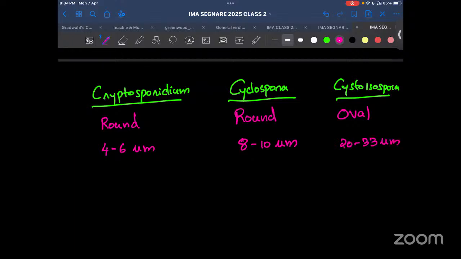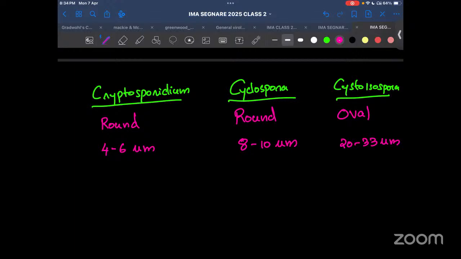Now, for easiness, we will compare it with the RBC. The size of an RBC is roughly around 8 micrometers. So, Cyclospora will be the same size as an RBC. Cryptosporidium will be smaller than an RBC. Cystoisospora will be larger than an RBC and oval in shape.